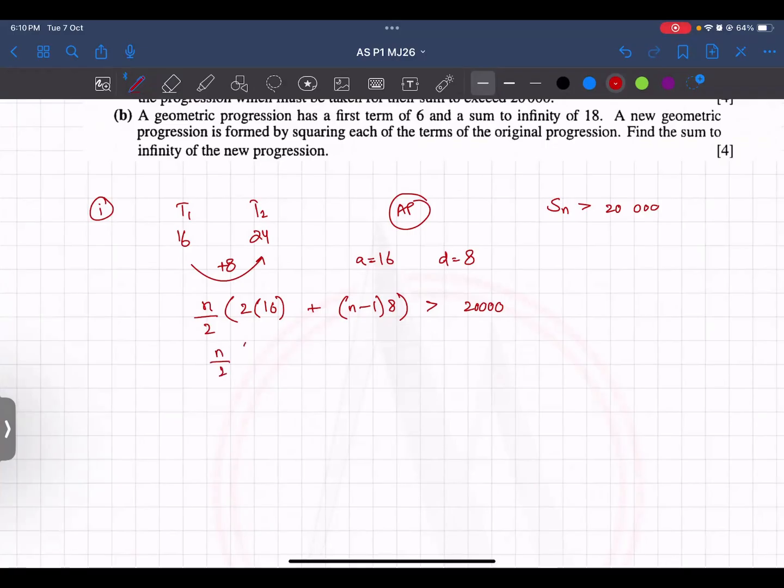N upon 2, this would be 32 plus 8n minus 8, more than 20,000. The 2 can go over there and multiply. So this would become 24n plus 8n square more than 40,000. Move everything on one side. So 8n square plus 24n minus 40,000.